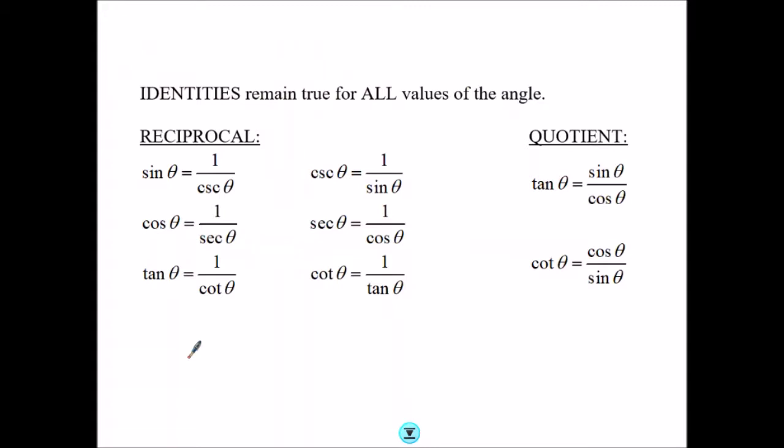First, identities are statements that remain true for all values of the angle. In Algebra 1, you learned about some identities. For example, x plus 2 equals x plus 2 is true for all values of x. This is by the reflexive property. But statements like x plus 2 equals 8 are not identities because they are not true for all values of x. This particular one is only true when x equals 6.